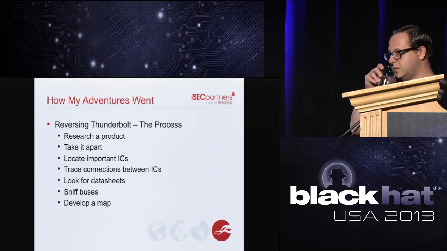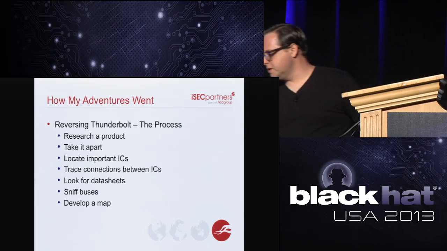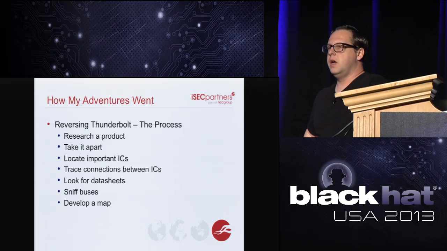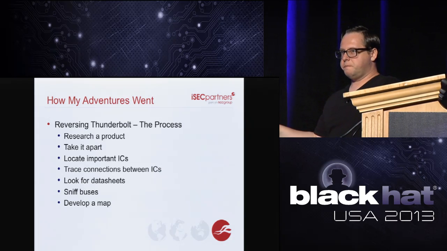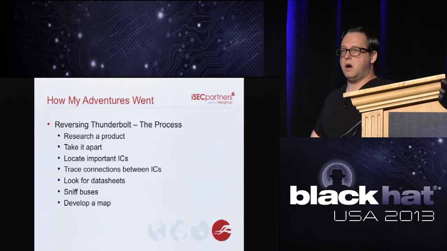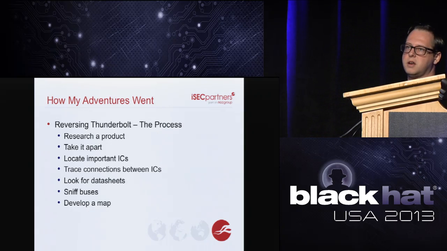So let's go through the process. This is the process I took for reverse engineering the Thunderbolt technology. Just pick a product, and we'll take it apart. We're going to locate the important ICs on the board, and locate all of the wires that connect to all of them and see how they're interconnected. Then we'll look for data sheets for all of those chips, figure out what those pins are actually set up for and what they're meant to do. And then we'll sniff those buses and develop a map of our Thunderbolt technology and how it all works.